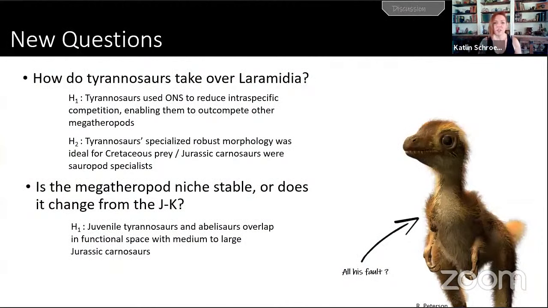So this brings us to some new questions. Questions like, how did tyrannosaurs assimilate the niches of other megatheropods? Maybe they were better at shifting their niche through ontogeny. Remember that we know that tyrannosaurs specifically have a huge amount of morphological disparity from juveniles to adults. If they were just better at shifting their niche, they would have decreased their intra-specific competition. So that's competition within their species. And that would have given them potentially a leg up in dominating these ecosystems.